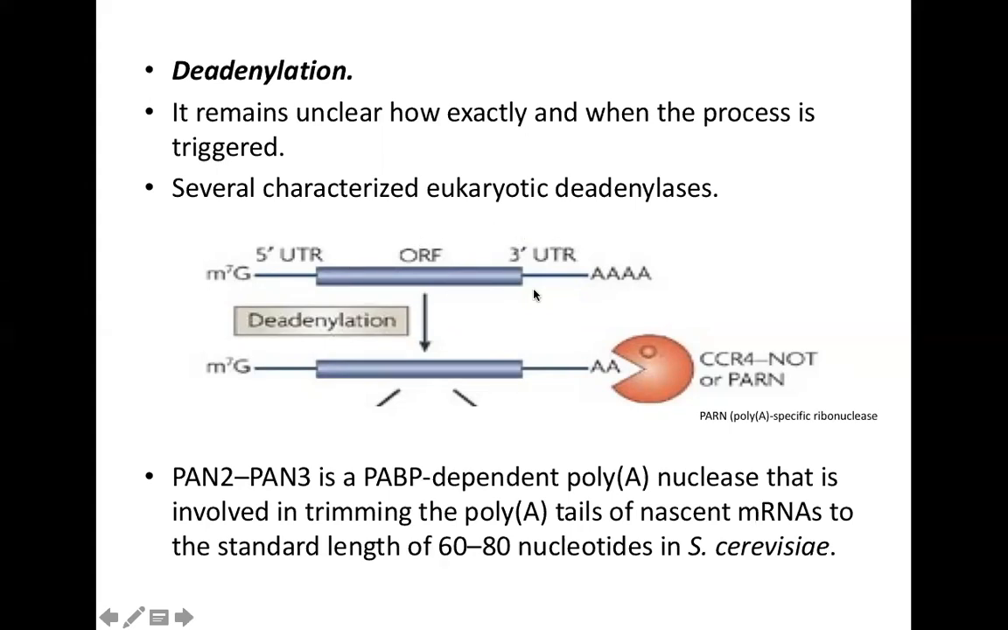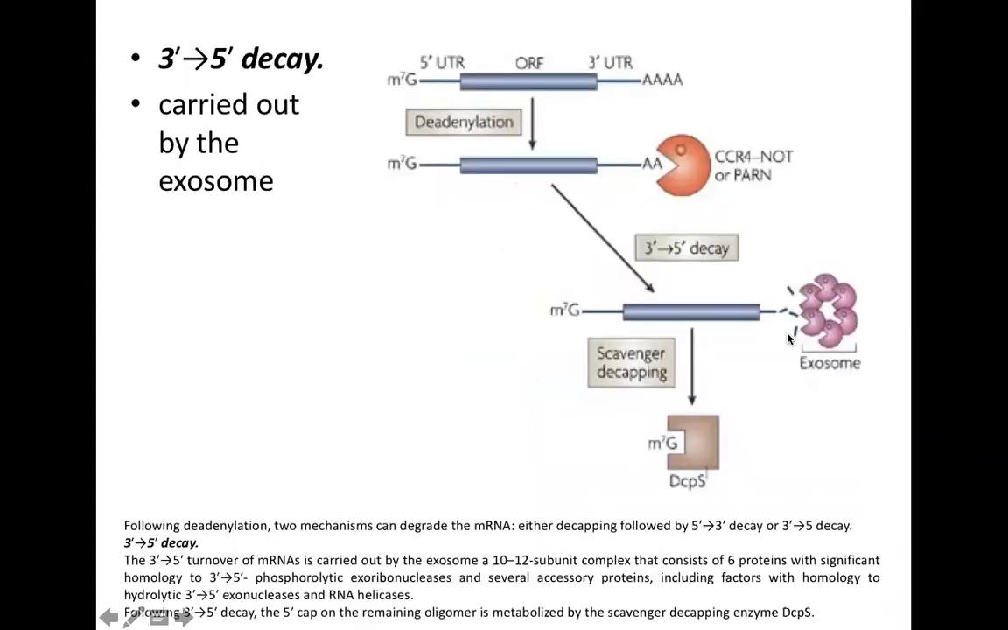So these are the names of these different enzymes you might come across, but all of them are basically poly A binding protein dependent poly A nucleases, which are involved in the trimming of the poly A tails. So after this has been trimmed down, the poly A tail is now removed, and we want to carry out 3' to 5' decay. Then that would be done by the exosome.